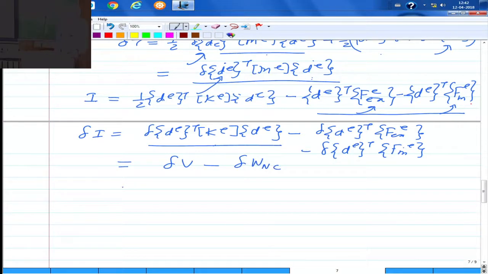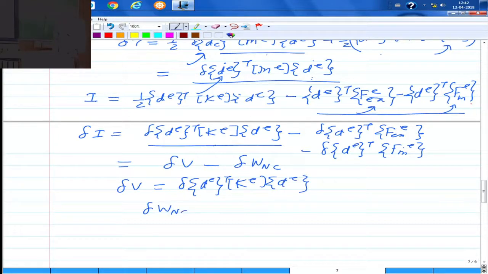So where delta V is delta of D, the same thing, D transpose into KE into DE, and delta WNC, this whole thing I am calling delta WNC, so delta of D transpose, and let me write both of these together: F external for the element and plus F internal for the element.